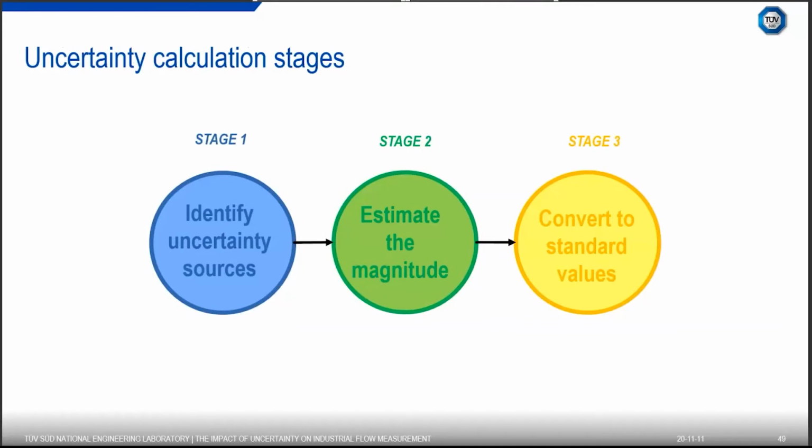Again, we may need to look at the data and use type A analysis, or maybe it's just judgment, or we're using manufacturer's tolerance levels or something like that, so it's more of a type B analysis to estimate the magnitude. We then convert these to standard values. Sometimes you get them in the form of expanded uncertainty, so you need to consider the distribution and the confidence level that's stated for the expanded uncertainties to convert this back into a standard uncertainty value.